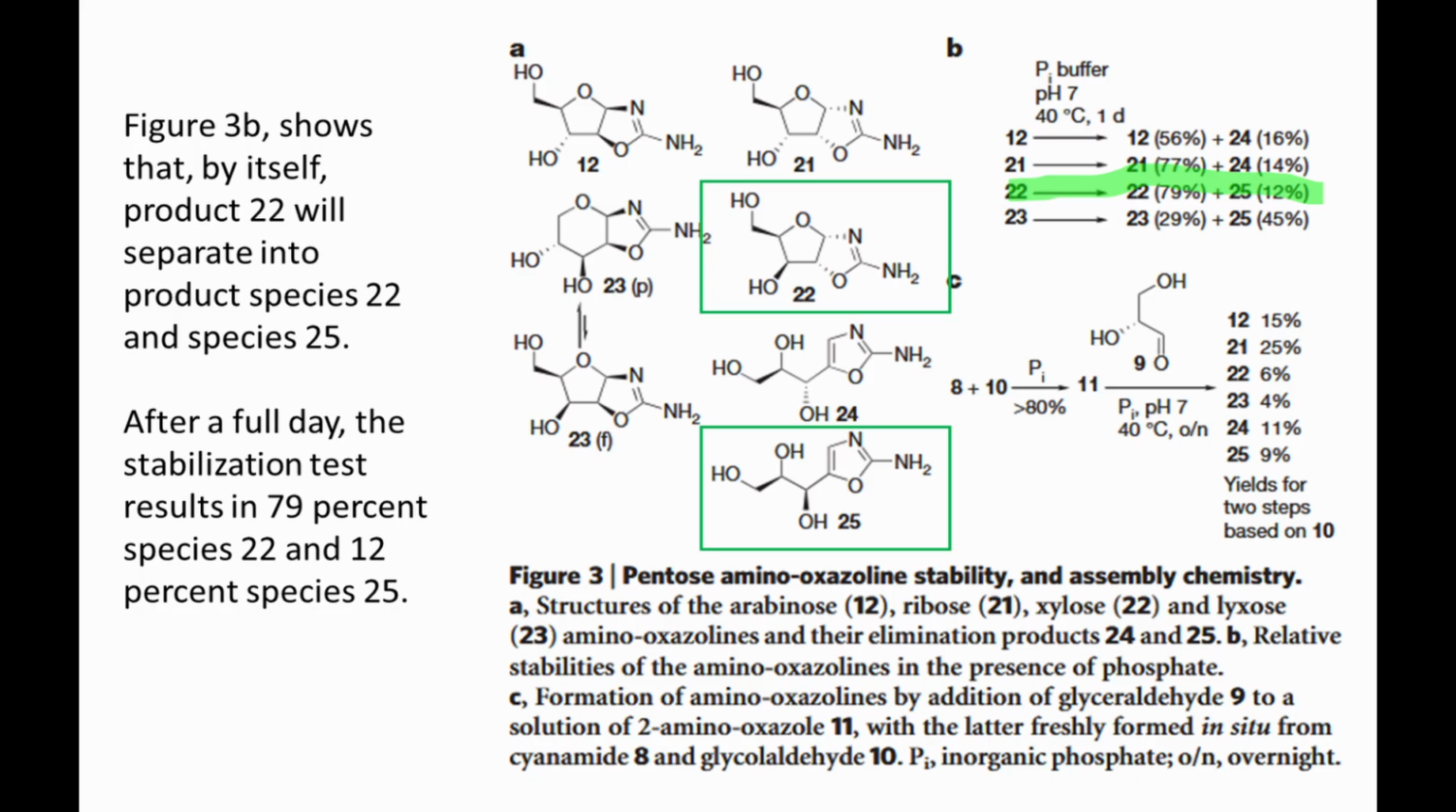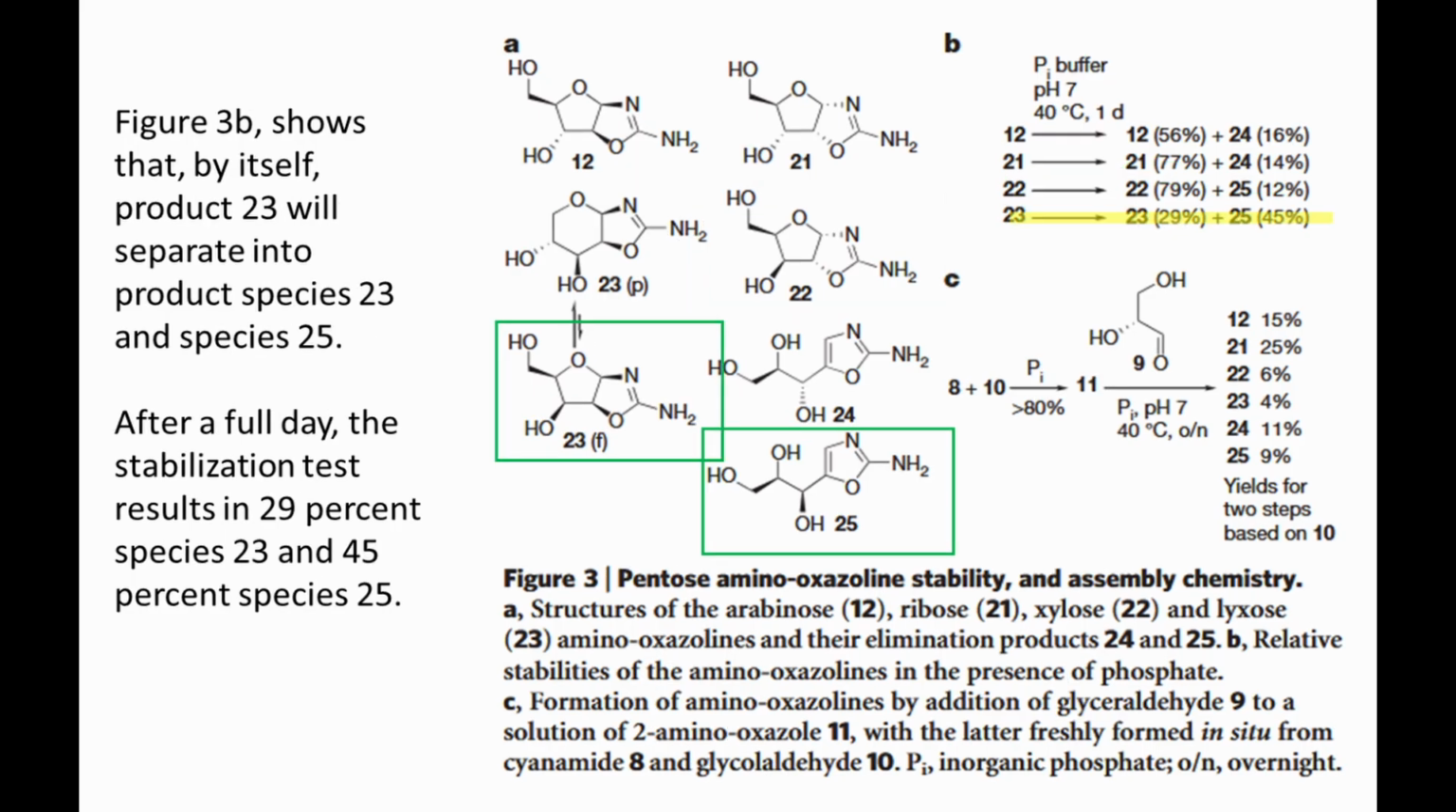Figure 3b shows that, by itself, product 22 will separate into product species 22 and species 25. After a full day, the stabilization test results in 79% species 22 and 12% species 25. Percent yields of other stabilization products are not listed.